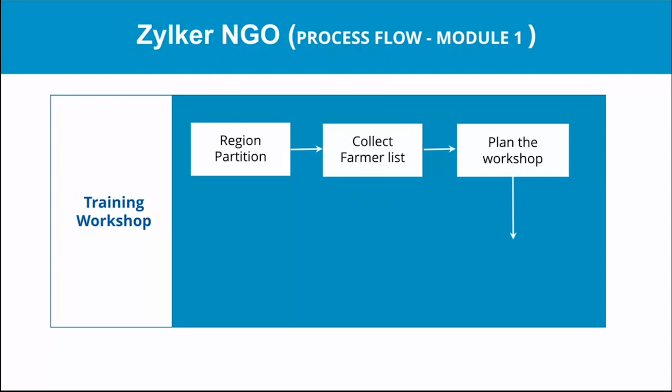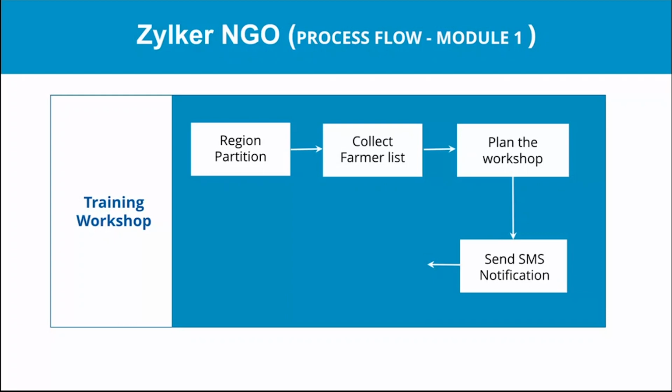According to the information I have collected under the farmer list, I'm going to plan the workshop according to their requirements and needs. After I plan the workshop, the major thing I need to do is notify the farmers in that particular zone about the workshop that we are going to conduct. So for this purpose, I'm using SMS notification, and I'm going to send the SMS about the training workshop, the date, location, everything in the farmer's native language.